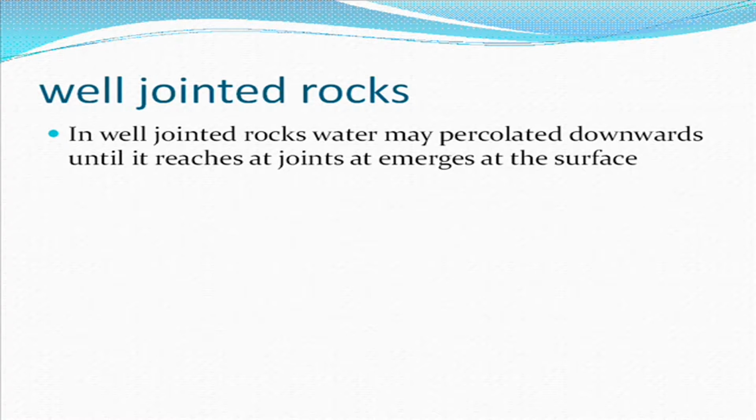Well jointed rocks. In well jointed rock, water may percolate downward until it reaches a joint and emerge at the surface. For example, think about two iron rods connected, with some space between the two rock joints. That joint is called the crack. Water is stored in the crack. The crack is permeable, meaning it lets the water out. The outlet of water is called a spring.